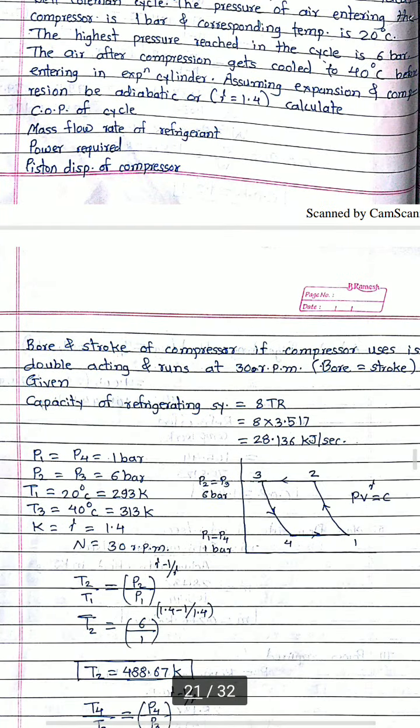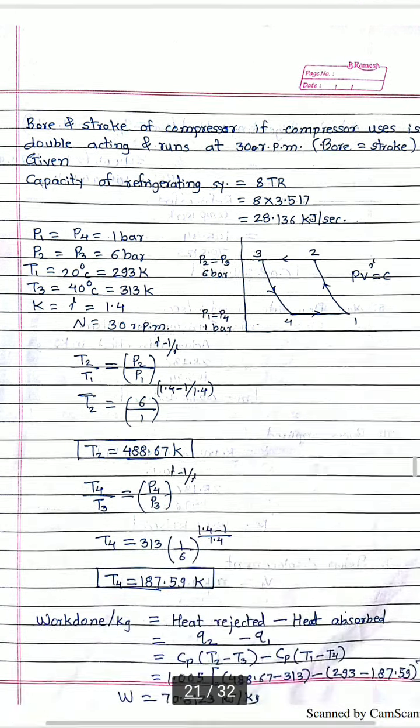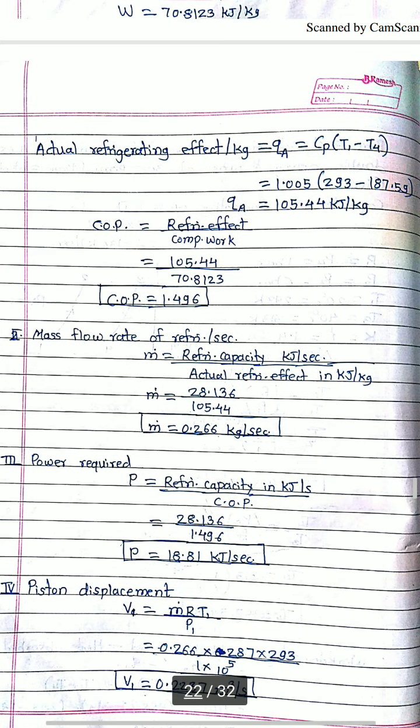Next term that we have to calculate is the mass flow rate of refrigerant. Now, mass flow rate of refrigerant is what? Your actual capacity is 8 TR and your actual effect is 105.44. So therefore mass flow rate is equal to refrigeration capacity in kilojoule per second divided by actual refrigeration effect in kilojoule per kg. So mass flow rate of refrigerant is equal to 28.136 divided by 105.44. So mass flow rate is equal to 0.266 kg per second.